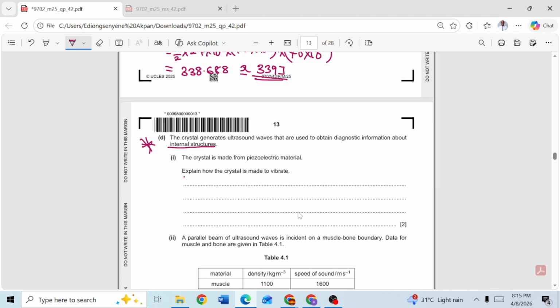Let me put it down for you. When an AC voltage is applied across the crystal, it expands along one axis. And when the potential difference is reversed, it contracts. So that contraction and expansion leads to what we take as vibration. And that is how ultrasound is produced and transmitted through the transducer.